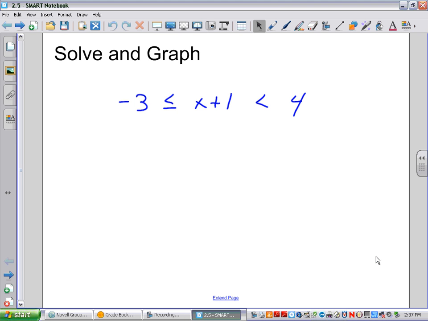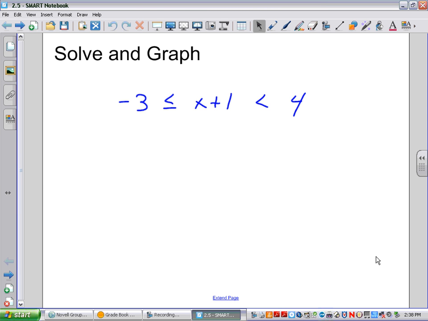This is worksheet 2.5, and these are called compound inequalities. Compound meaning two. You should look there and see that you have two less than symbols. One of them is underlined and one of them is not. Well, I have to solve it, and then I have to graph it.